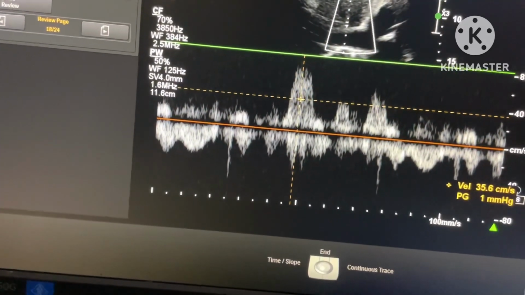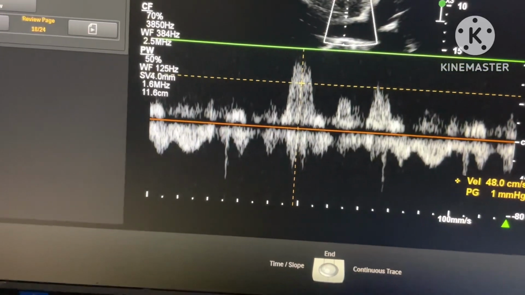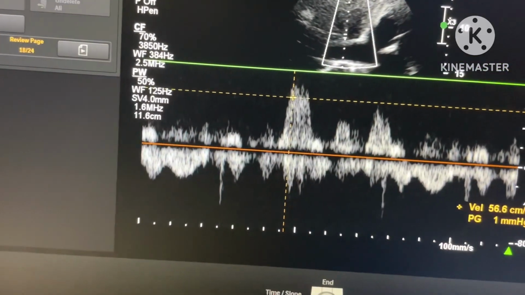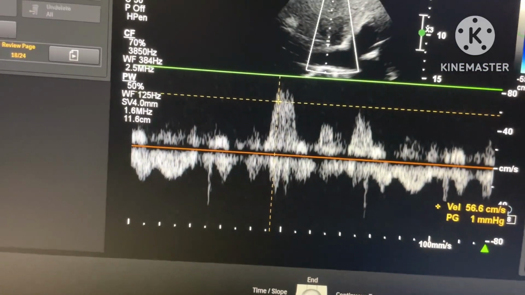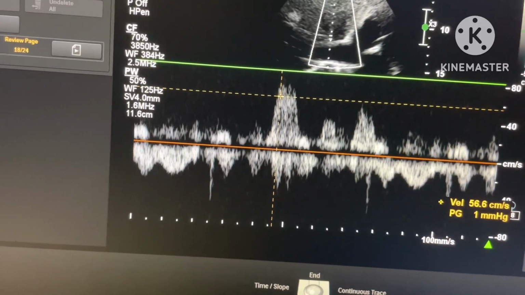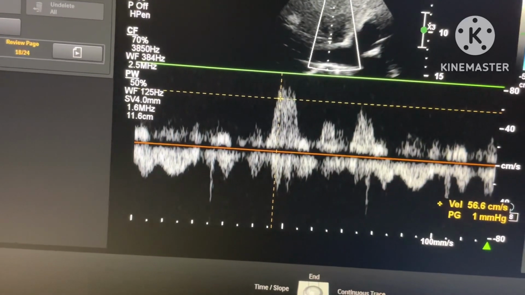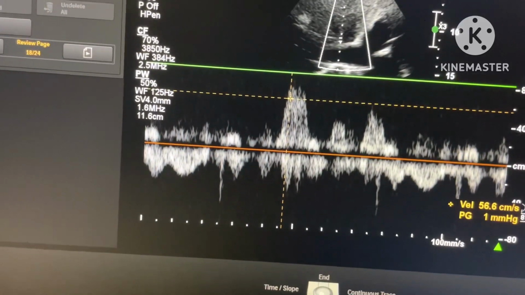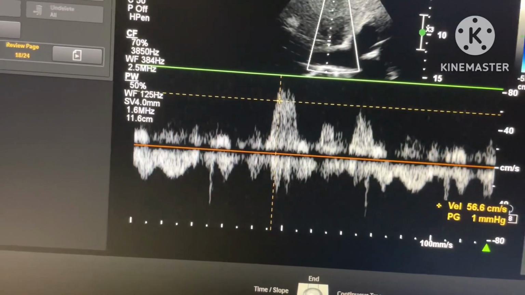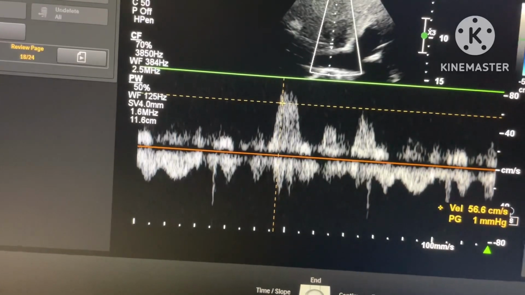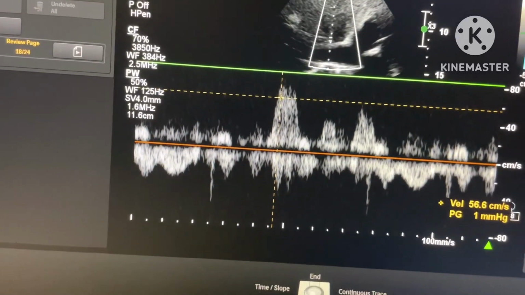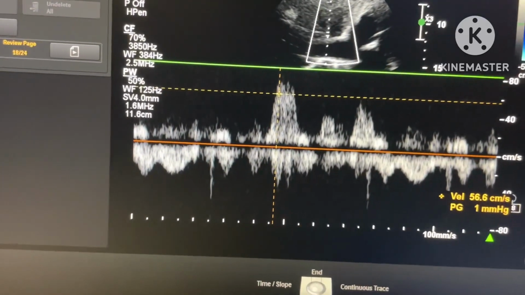This is the flow that is above the baseline that you see in this image. That is the reversal flow. That is diastolic flow reversal seen during the beginning of expiration. That is in favor of constrictive pericarditis, and this point helps you to differentiate from restrictive cardiomyopathy. Thank you.